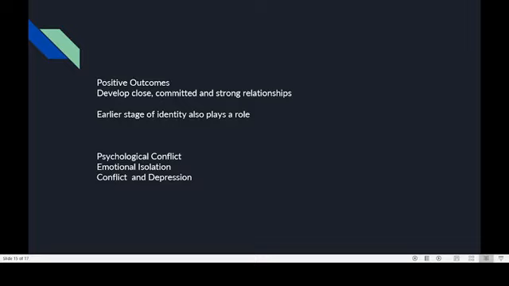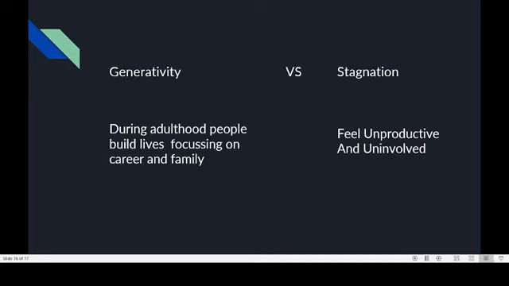The previous stage of identity also plays a role. If they are successful in the previous stage, they are able to succeed in establishing relationships also. And the psychological conflict is that they develop emotional isolation since they are not able to develop a relationship with any individual, which results in conflict and depression.